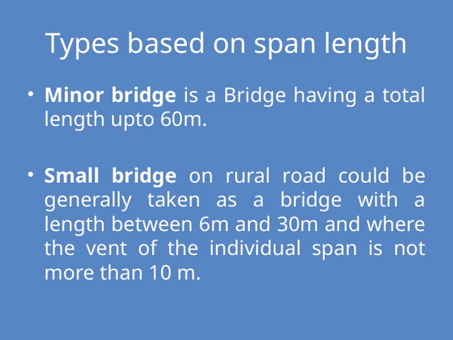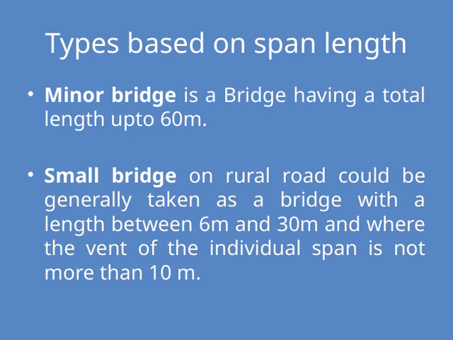Today, I want to talk about the different types of bridges based on their span length. First up, we have what is called a minor bridge. A minor bridge is generally defined as a bridge with a total length of up to 60 meters. It's important to understand this because minor bridges are quite common, especially in less extensive infrastructure projects.